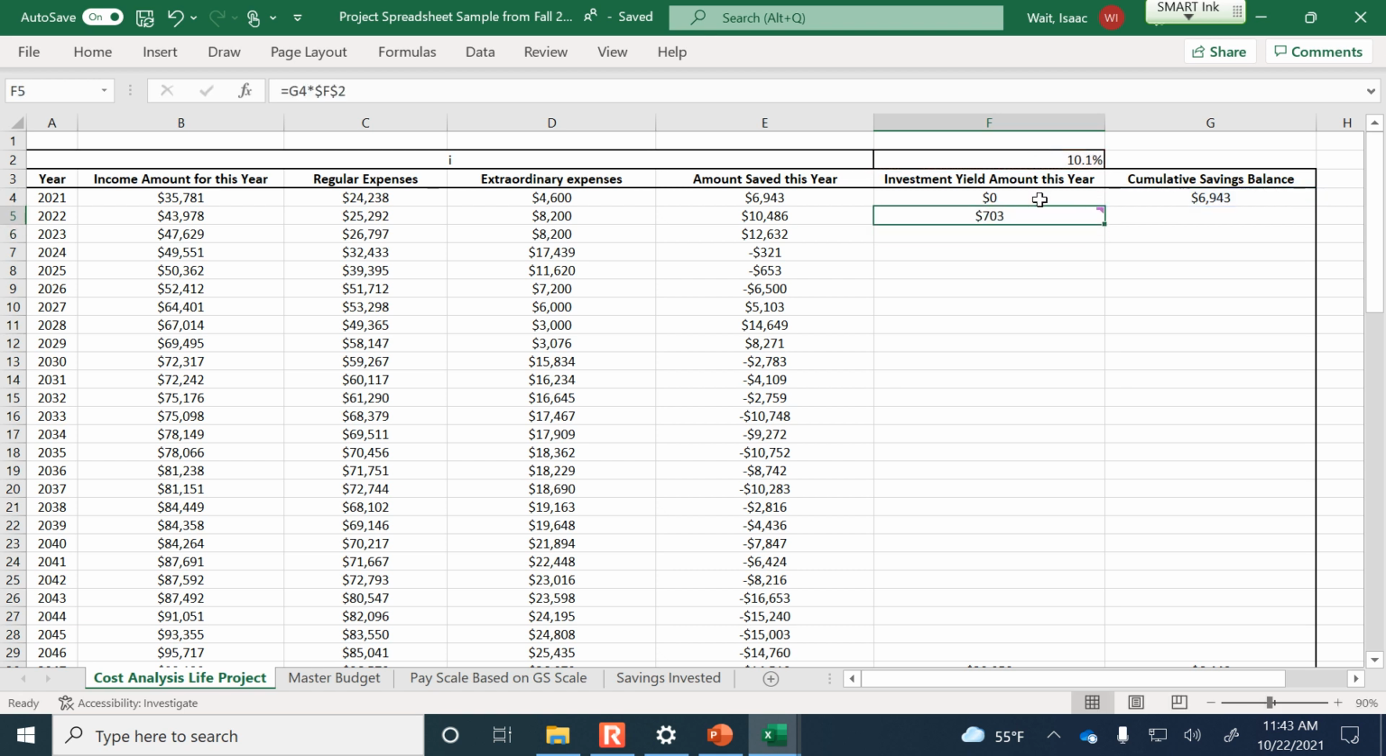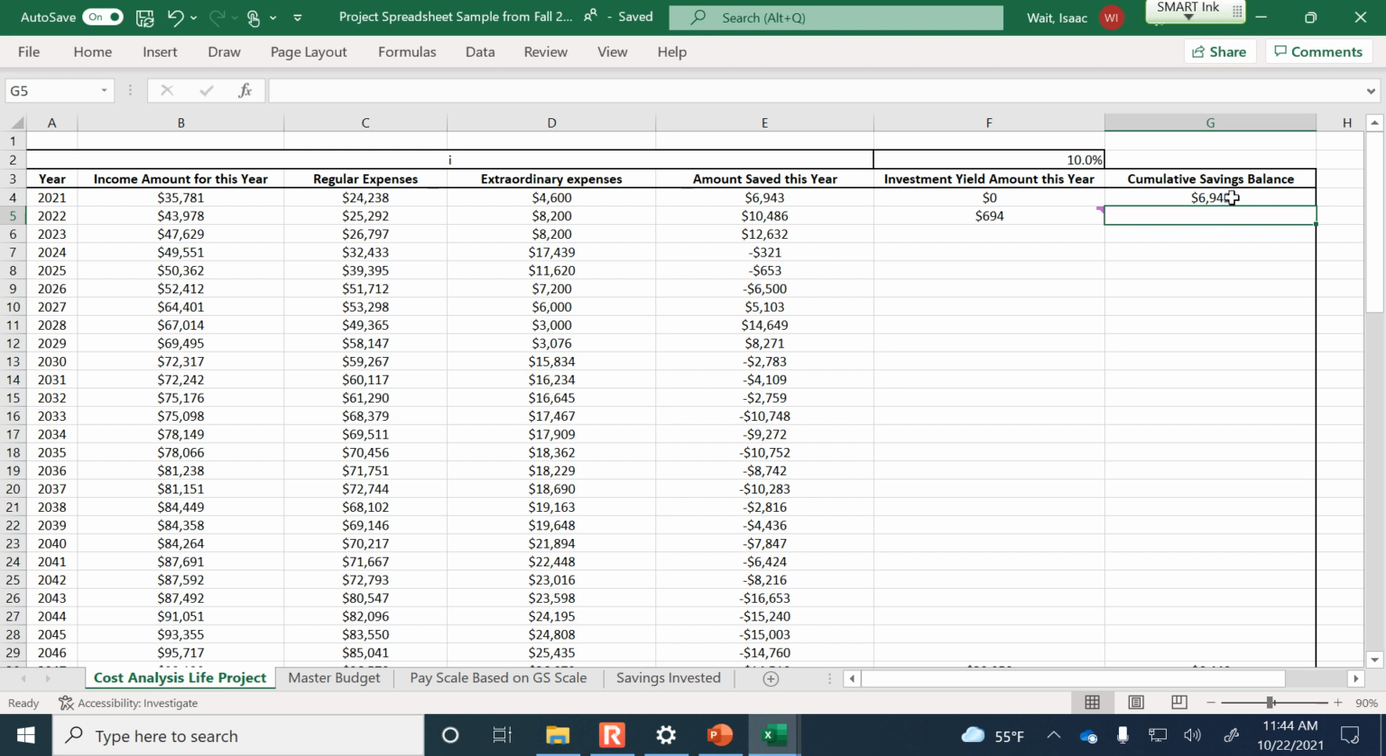And so this $703 is just, for simplicity's sake, see how it says 10.1%? I'm going to change that to 10%, so it's more obvious. The $694, that's how much interest you make, because for a whole year, the second year, you had $69.43 in the bank. All right, so now, what's your cumulative savings balance at the end of the second year?